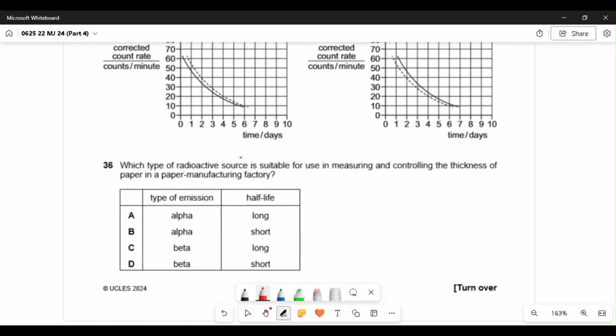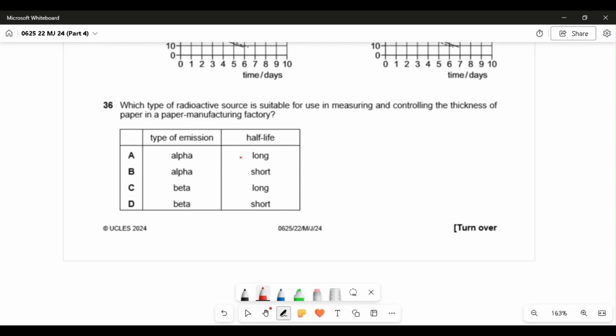Which type of radioactive source is suitable for measuring and controlling the thickness of paper? For the thickness of paper, we use beta particles, beta rays. And the second thing, the half-life for the beta source should be long, not short.